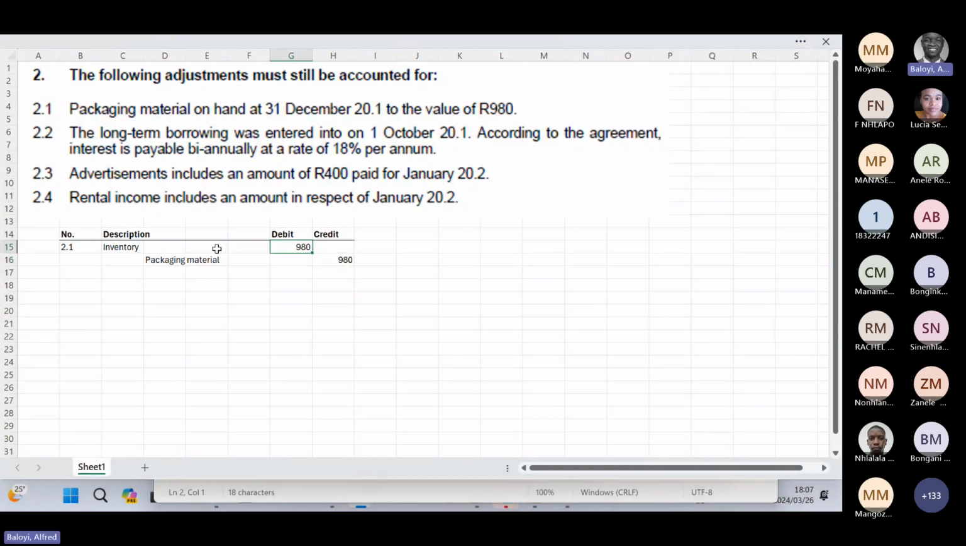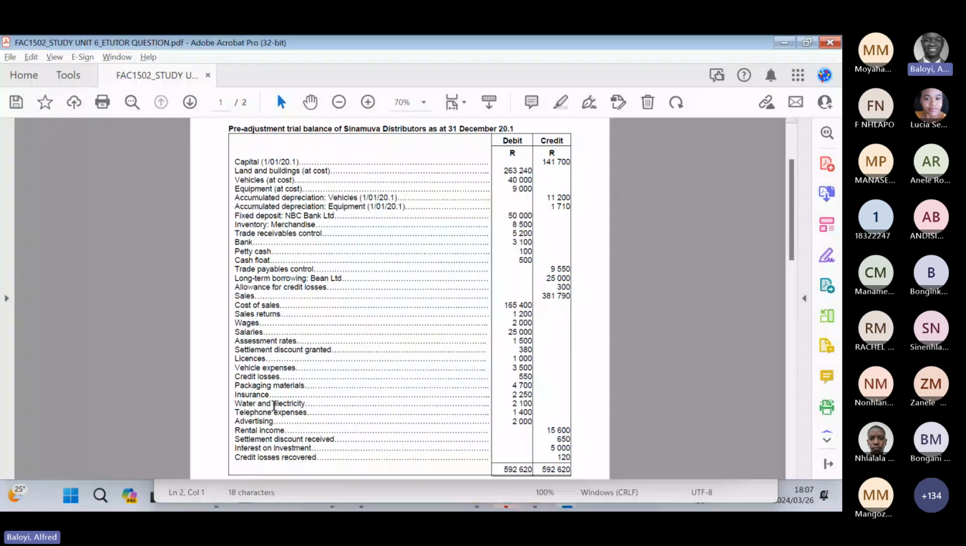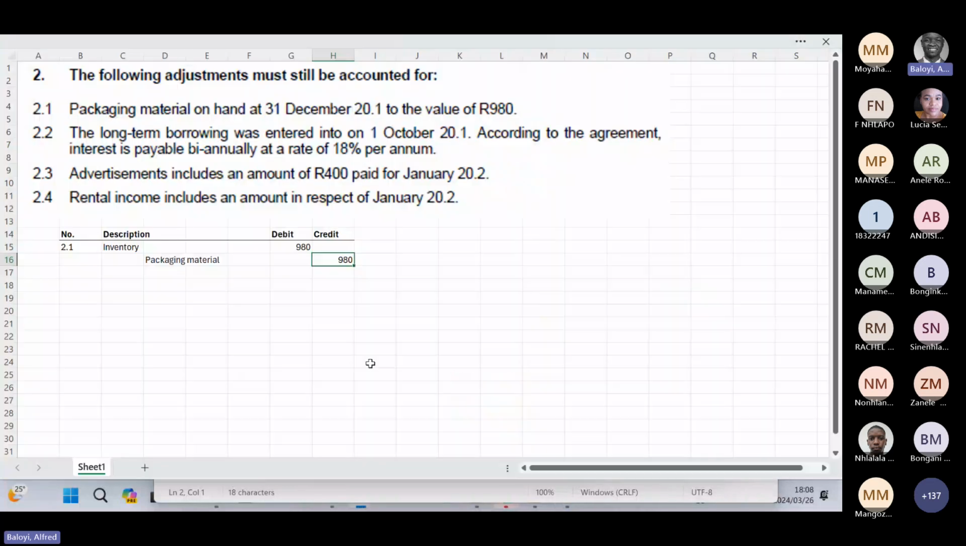That's a debit to inventory, and then packaging material will be 980. So basically what you're doing is that for the total packaging material, out of the 4,700 that was purchased during the year, you were left with 980 of the packaging material. That 980 must be moved to inventory, meaning that it will be used in the next financial year. So basically you're adjusting the packaging material for the period.